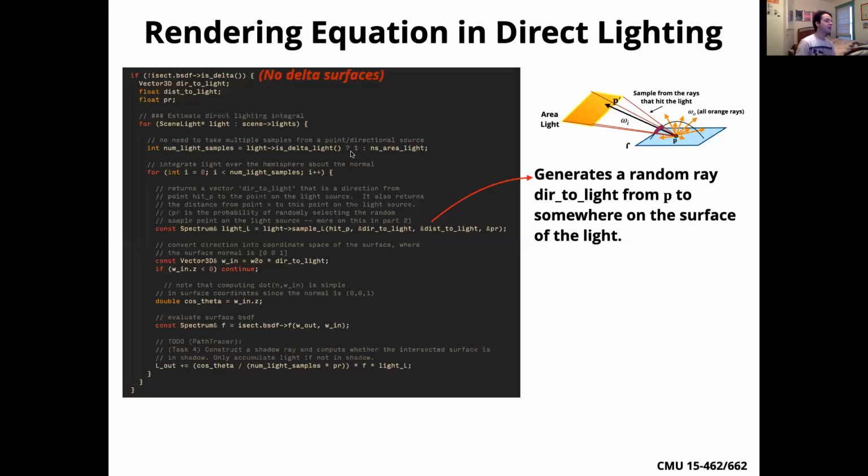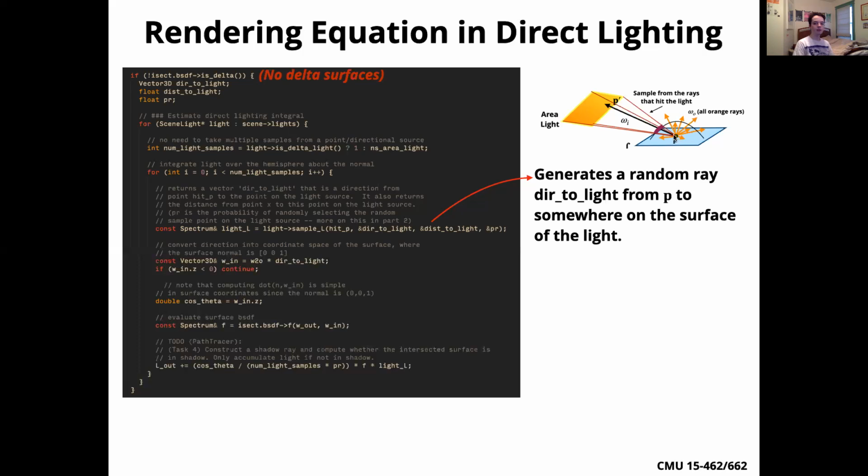But for now, just say we have some number of light samples. What this function call does is sample a random point on the light. Imagining we have an area light, it's going to pick a random point on the area light. It gives you a vector that is the direction to the light, and it also gives you the distance to the light, in these output variables.